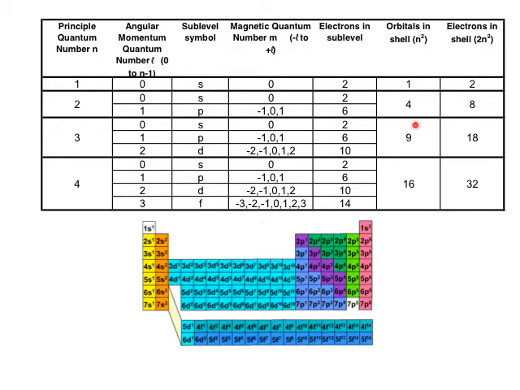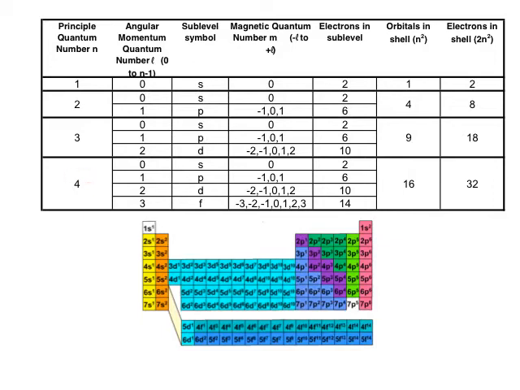So my total orbitals in this shell are 9, 1 S, 3 P's, and 5 D's. I can put 2 in each for a total number of electrons in the third shell of 18. You might notice that the third part of the third shell, the D's, are actually here in the fourth row, and we'll cover why that is in a second video.